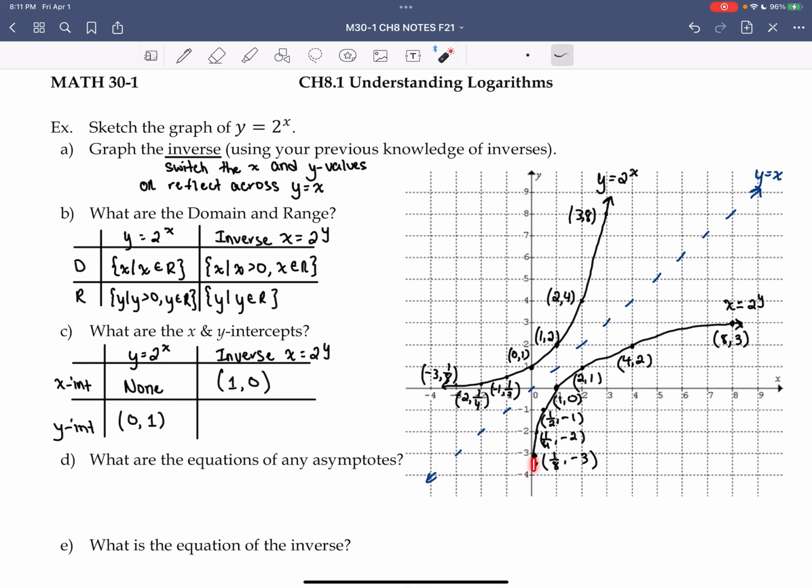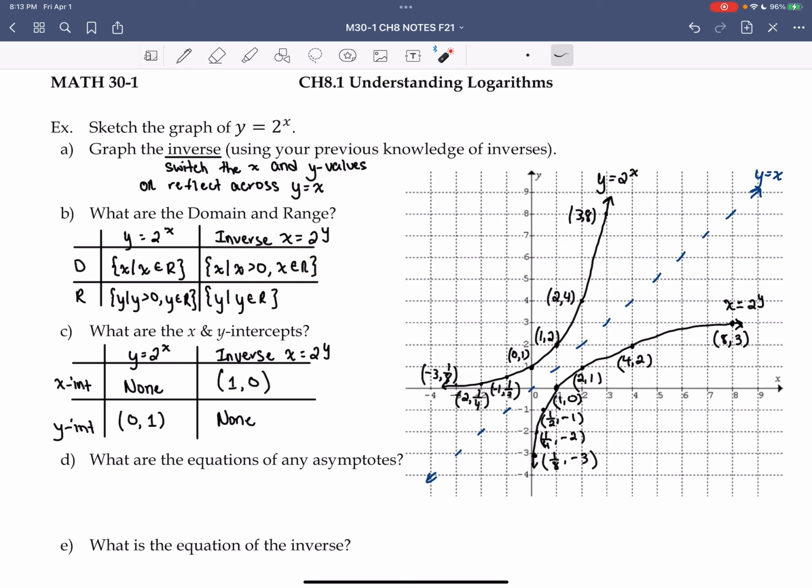And we do not have a y-intercept because the domain is x is greater than 0. So none for the y-intercept. What we should notice is that our domain and range switched. So the domain for y equals 2 to the power of x is x ∈ ℝ. The range for the inverse function is y ∈ ℝ. The range for y equals 2 to the power of x is y greater than 0. And the domain for the inverse function is x greater than 0.